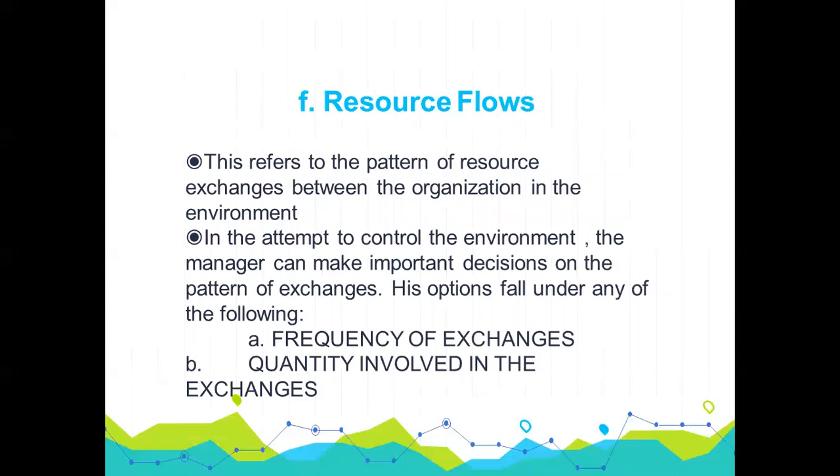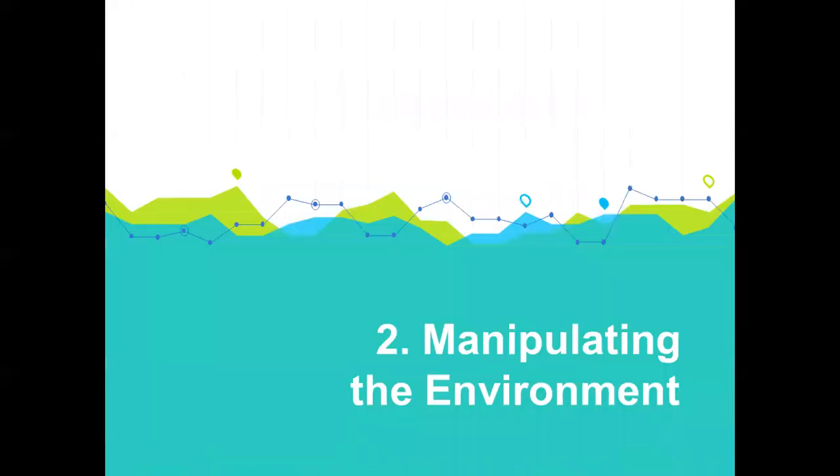Resource flows. This refers to the pattern of resource exchanges between the organization and the environment. In the attempt to control the environment, the manager can make important decisions on the pattern of exchanges. These options fall under any of the following. It could be frequency of exchanges or quantity involved in exchanges.